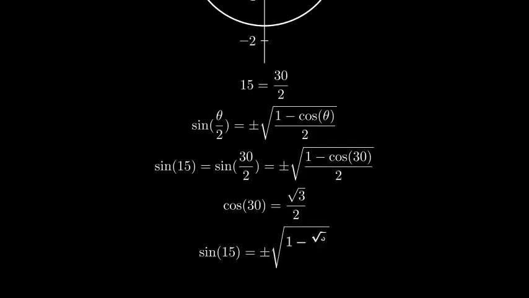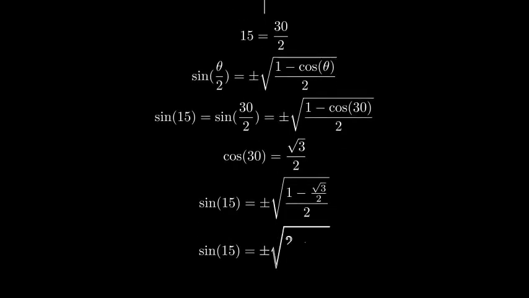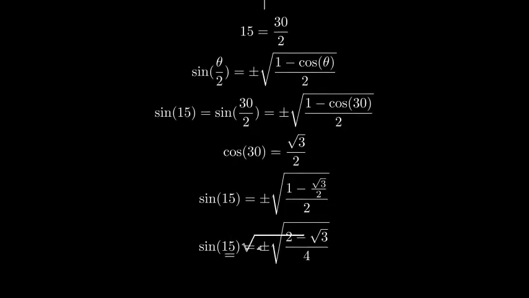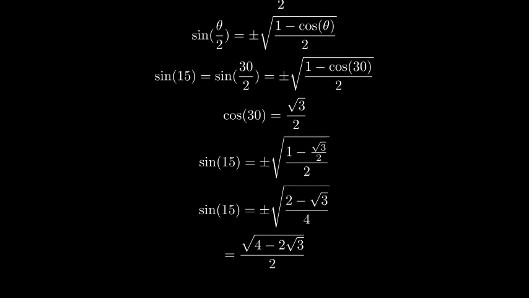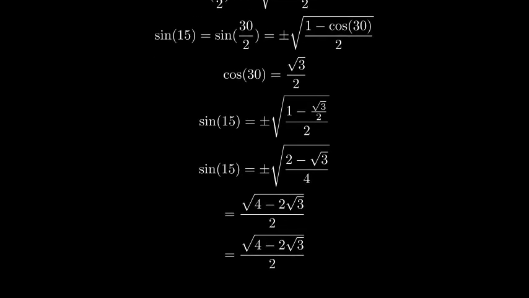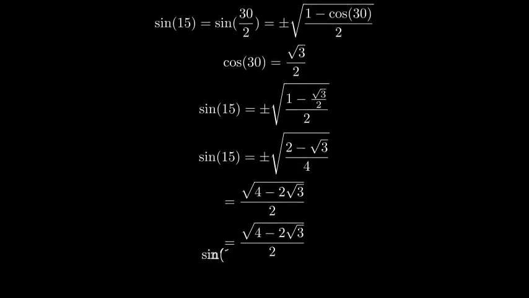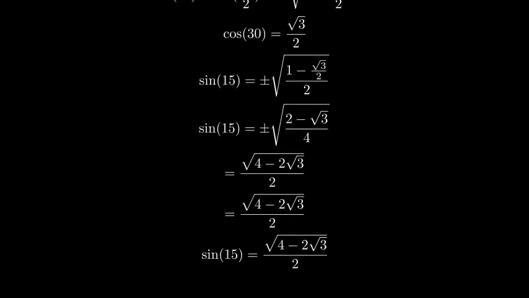Let's substitute this value. Now, let's simplify under the square root. First, let's get a common denominator of 2, then simplify inside the square root. Finally, we can simplify this to get our exact value for sine of 15 degrees. Since 15 degrees is in the first quadrant, we take the positive value. So sine of 15 degrees equals root 4 minus 2 root 3 over 2.